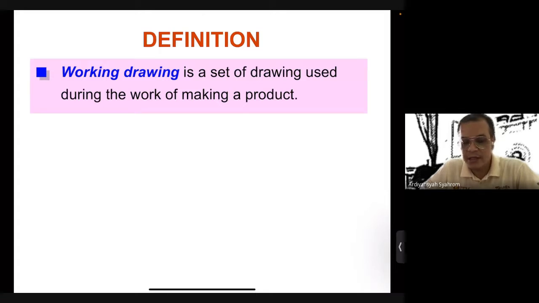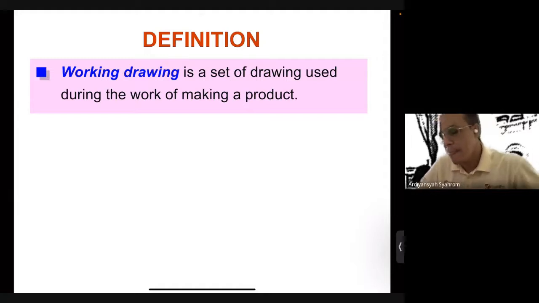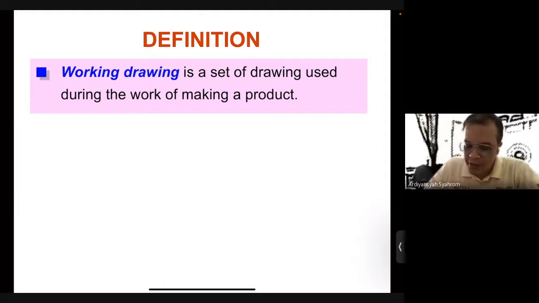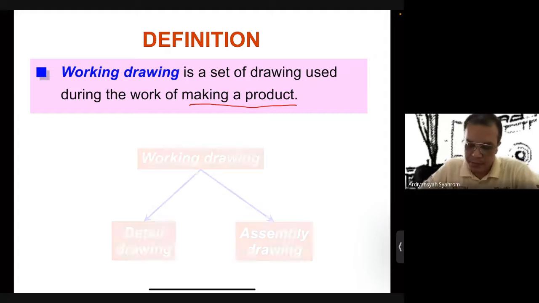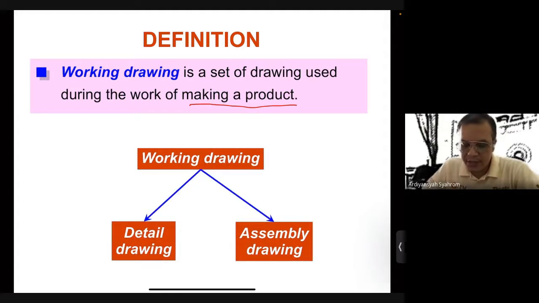Working drawing is a set of drawings used during the work of making a product. The keyword here is making a product. Working drawing is divided into two. The first is detailed drawing, and the other is assembled drawing. You need to understand both: how you detail your drawing, and how the assembly process works. This is important.